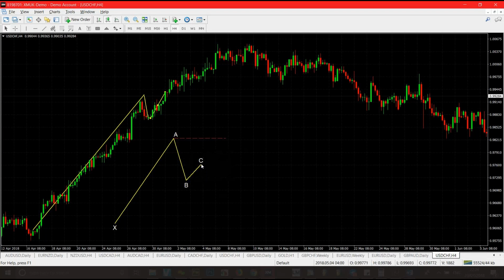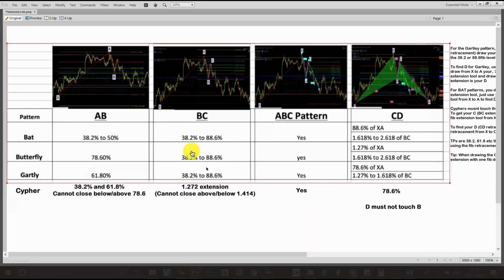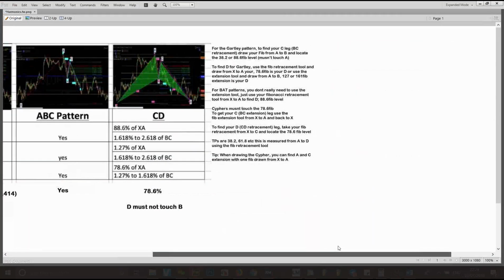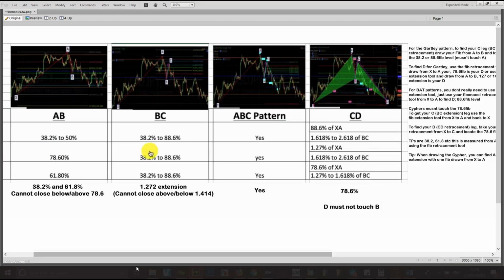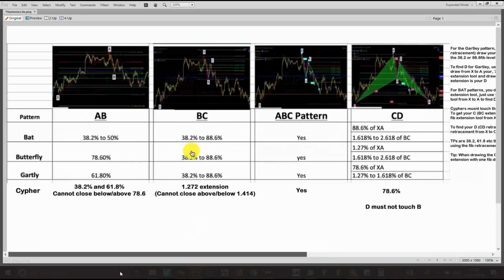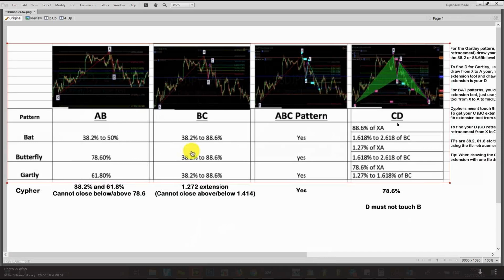Now that's the next one. So what you need now is the extension. Let's see if we have any notes. For the D, okay, that's the Gartley. For the bat patterns, you don't really need to use the extension tool. Just use your Fibonacci retracement tool for your X to A to find the D. The rule for the bats is saying that we need to find the CD leg. That's the D leg. The D leg is our entry point.